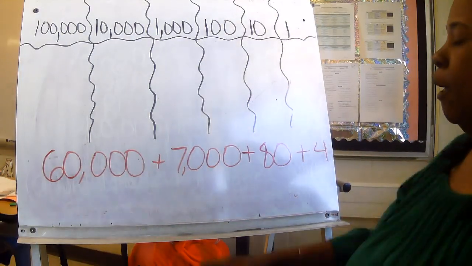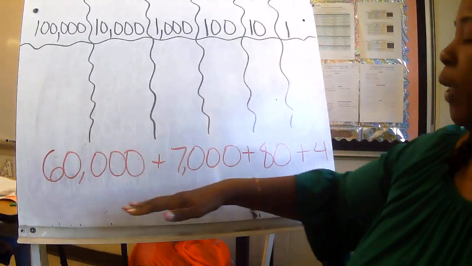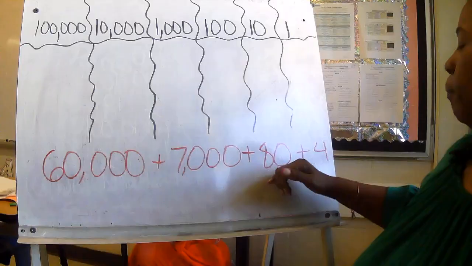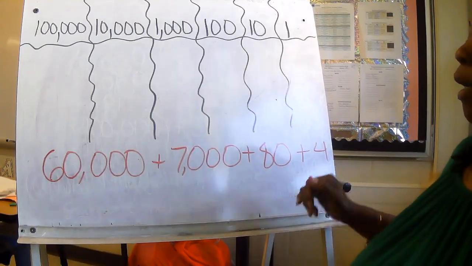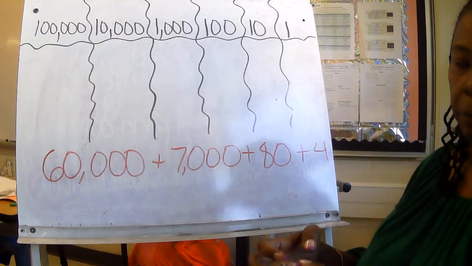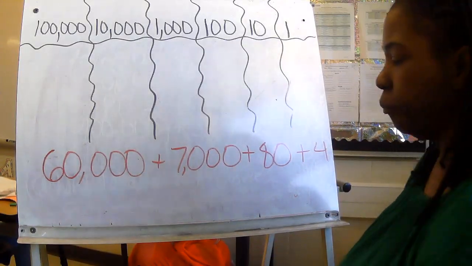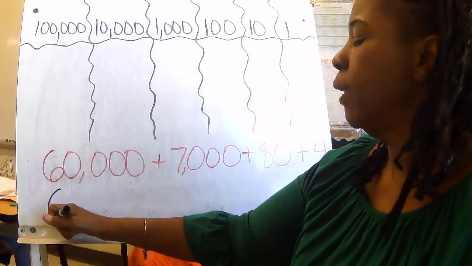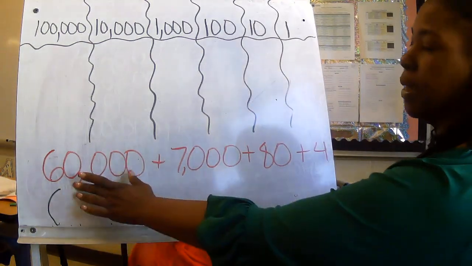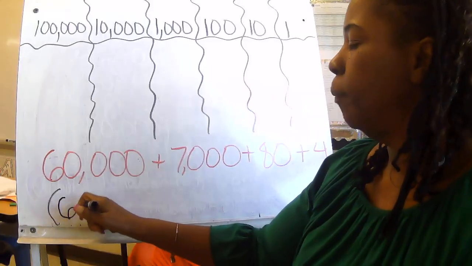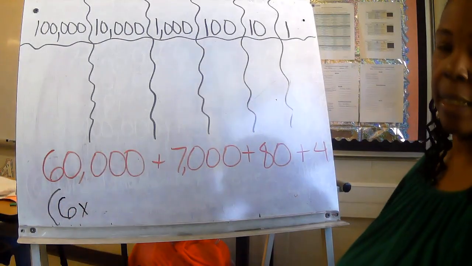okay? Now, we're getting to the expanded form. We have 60,000 plus 7,000 plus 80 plus 4. Okay, so this is expanded form. Now we want to do the expanded form with the multiplication. Okay? So we're going to distribute it this way. We're going to do our open parenthesis. What is our highest value? It's the 60,000. So 6 is in what place? It's in the 10,000s place.